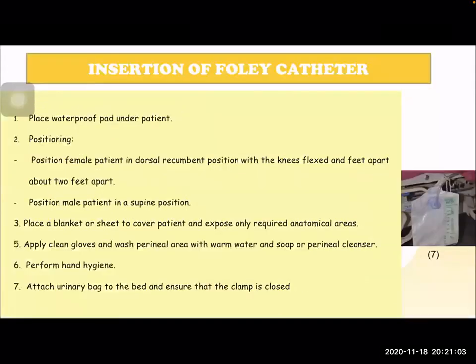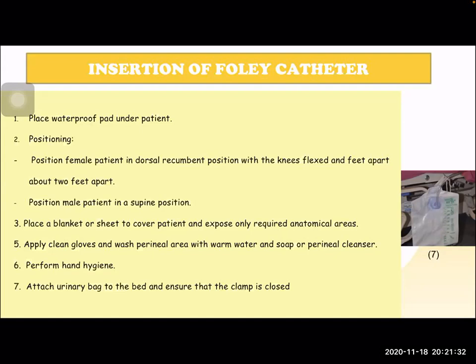Okay. The first step in insertion of the catheter is first to place the waterproof pad under the patient. This is to avoid soiling of the bed linens. And then the female patients are positioned in dorsal recumbent position in which the knees are flexed and the feet are about 2 feet apart. And then the male patient is positioned in a supine position.